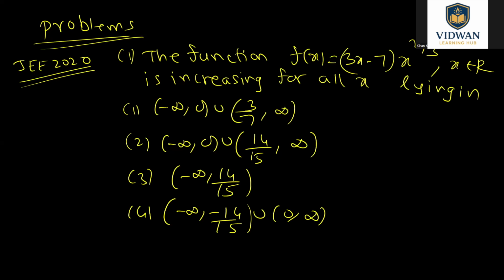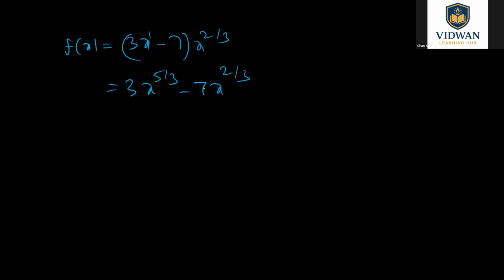So you just have to write f dash x greater than 0 for an increasing function and find out the x interval from this. For finding f dash x, you apply the product rule here, or directly multiply and differentiate also, it's fine. So just write f of x is equal to 3x minus 7 x power 2 by 3, multiplying inside. X power 1 into x power 2 by 3 will give you x power 5 by 3 minus 7x power 2 by 3.